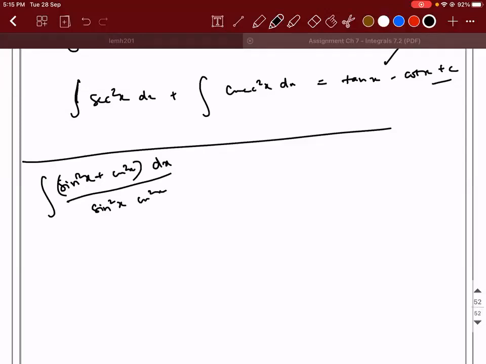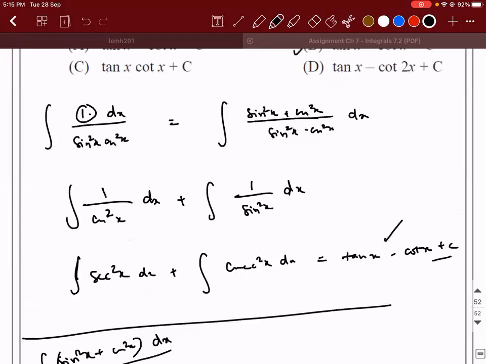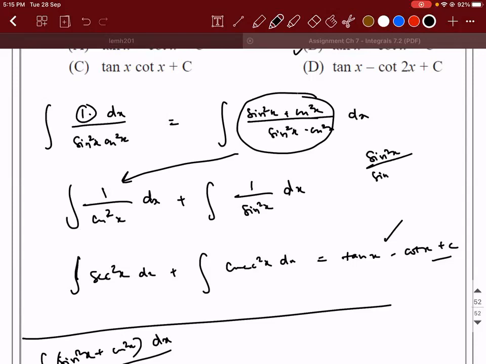Then below, sir, cos square x sine square x I wrote it. Below this, the numerator I kept as it is. Then I separated: sine square x by sine square x cos square x plus cos square x by sine square x cos square x. That is what is done here. Sine square x divided by sine square x into cos square x. That's what we have done. That is why I got it as one.